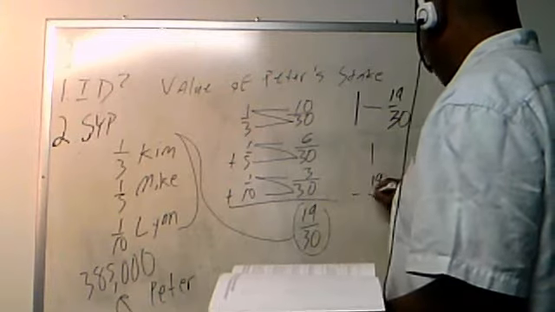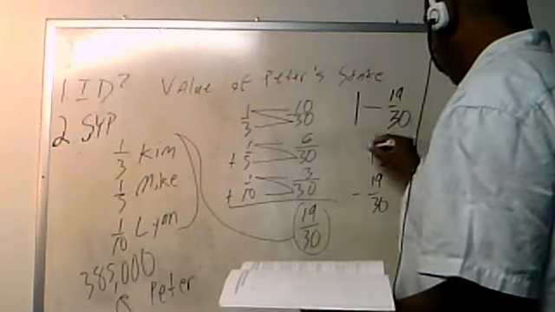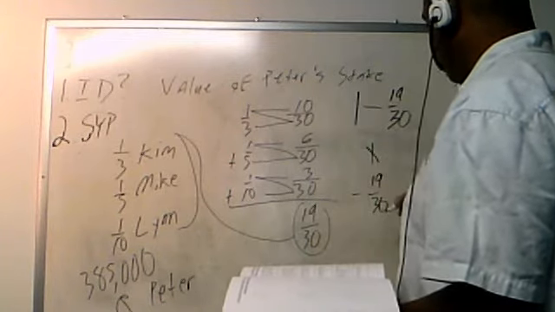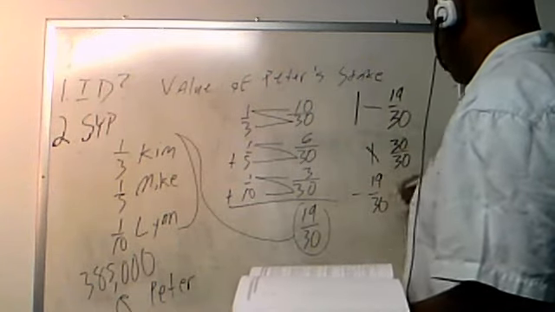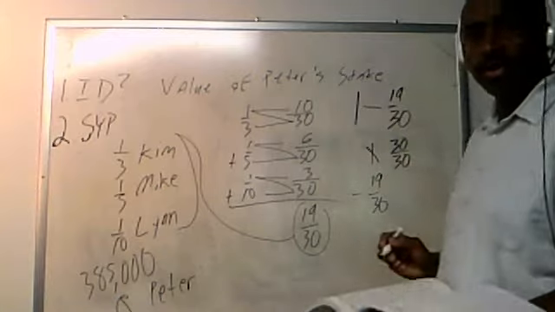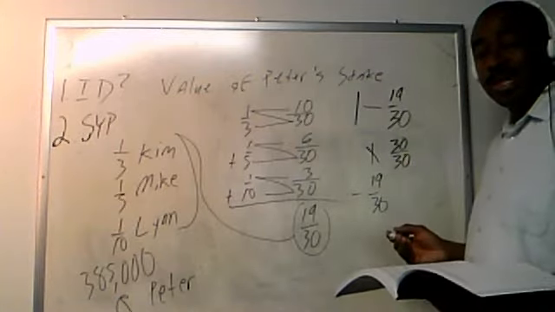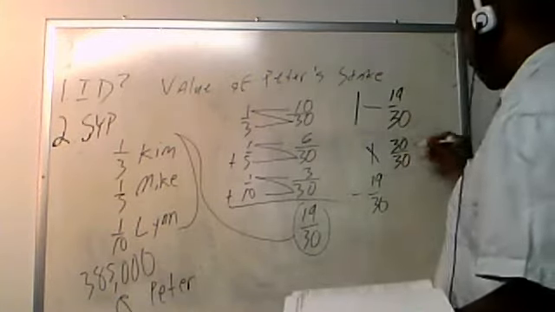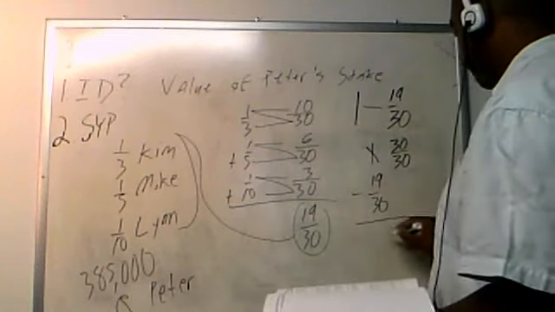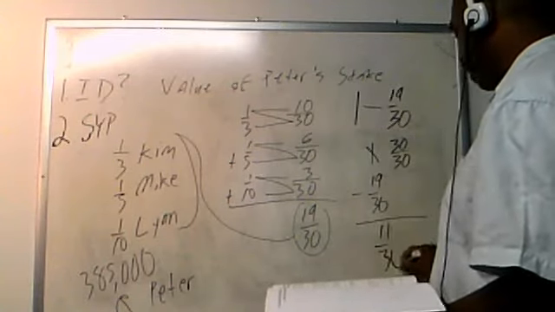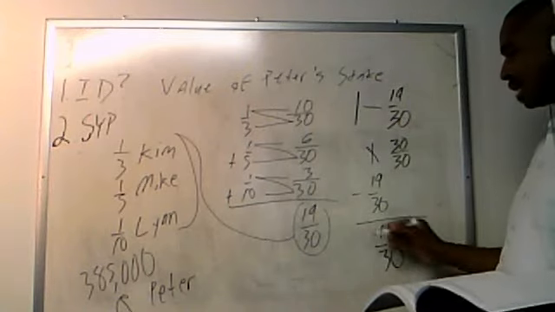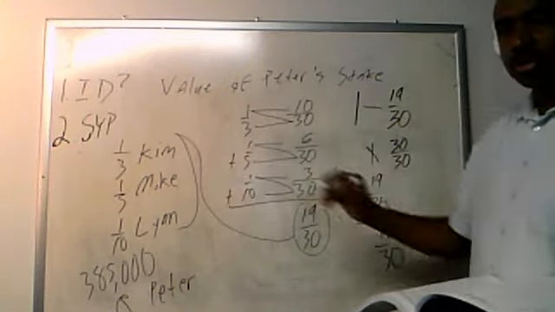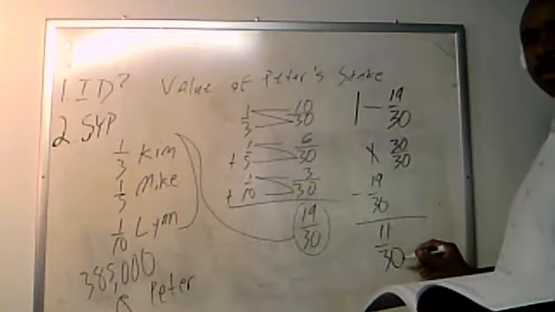minus 19/30, you're going to convert that 1 to a fraction and express it in terms of the denominator 30/30, because 30 divided by 30 after all is 1, so it's the same thing as 1. So it just makes it 30 minus 19 equals 11 all over 30. So now we know the remainder, because 19/30 is owned by those folks, and 11/30 is owned by Peter.